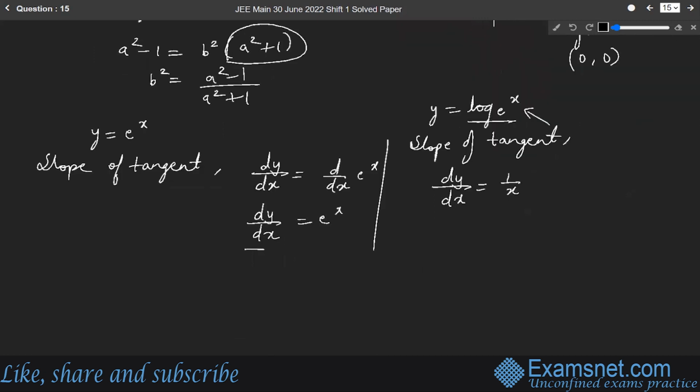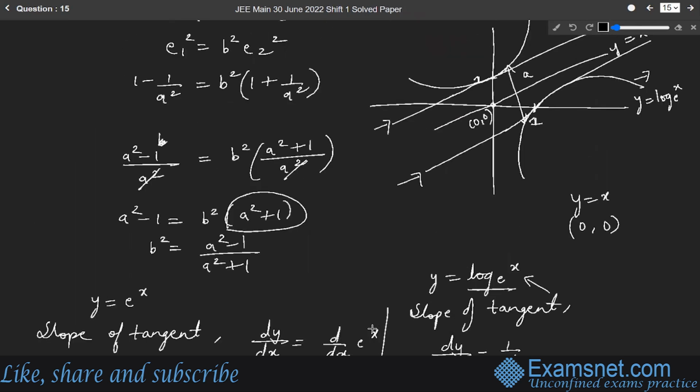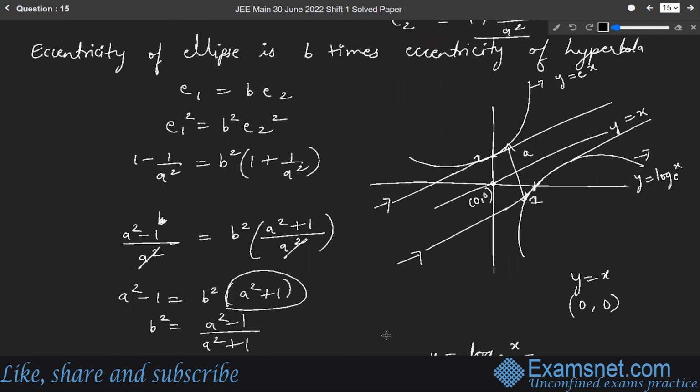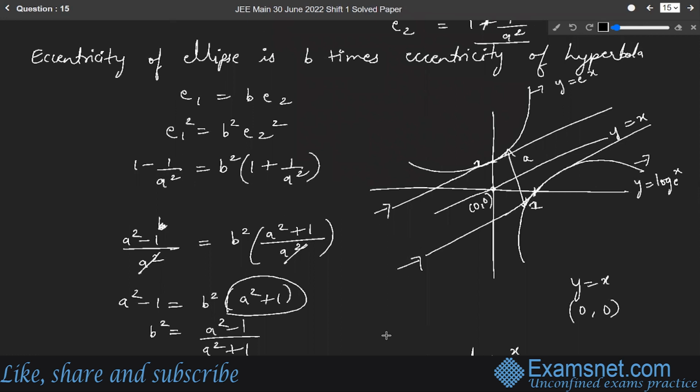Slope of the first tangent is dy by dx is equal to e power x, and slope of the second tangent is dy by dx is equal to 1 by x. So both these slopes will be equal to the slope of the line. Okay. So let us do one thing. We have 2 points, right? 0, 1 and 1, 0. It means that the tangent at the point 0, 1 of the curve y is equal to e power x and the tangent at the point 1, 0 of the curve y is equal to log base e of x are parallel.